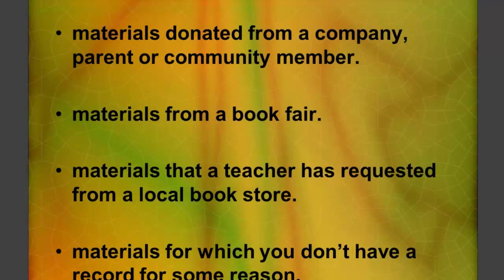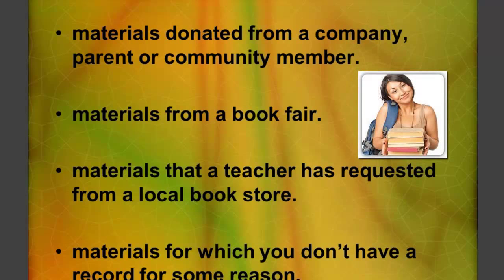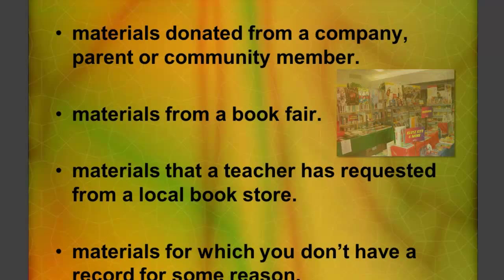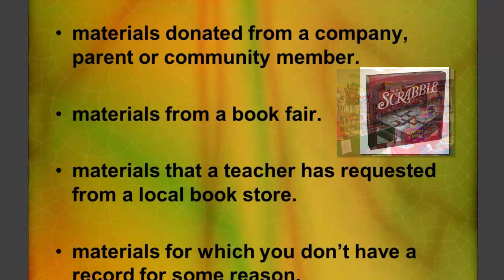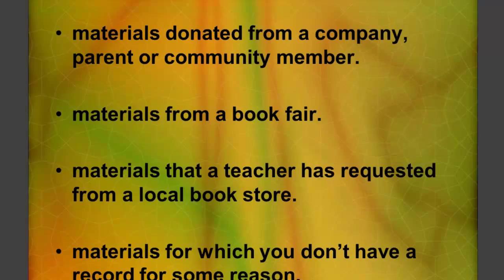You might want to enter information directly from a book or an item. Let's say you may have materials that are donated by a parent. A child may donate some materials to you. You may earn some books or things from a Scholastic book fair, or you may have other odd materials for which you just don't have a record. You may have kits or games, Monopoly, a Scrabble game, some kind of kit, something like that.